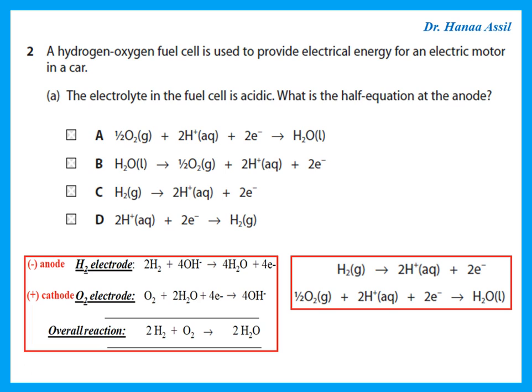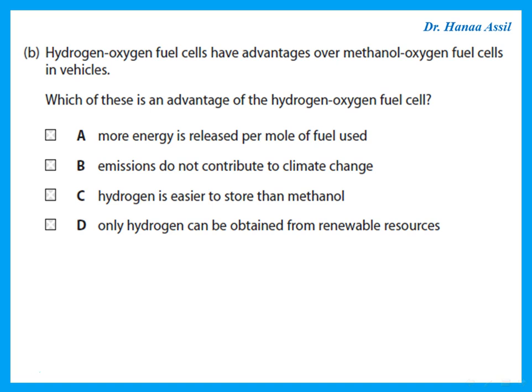What is the half equation at the anode? The one at the anode is where the hydrogen gas loses 2 electrons and becomes 2H+ ions.